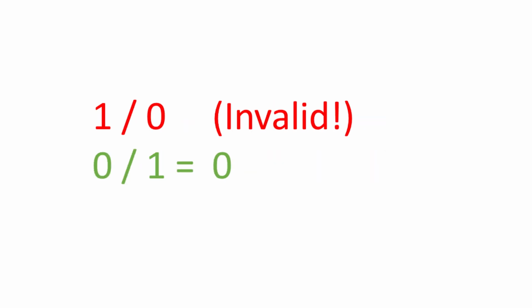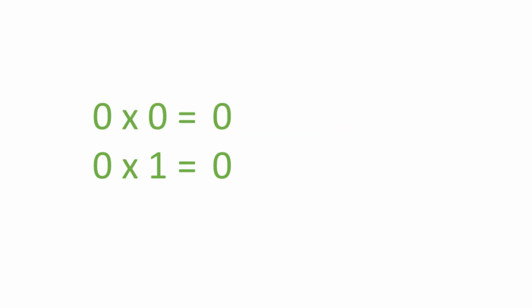Dividing a number by 0 is always invalid. However, you can divide 0 by any number, other than 0, with the result being 0. Multiplying by 0 also results in 0. Multiplying or dividing by 1 gives you the same number you started with. Dividing a number by itself always gives you the number 1.